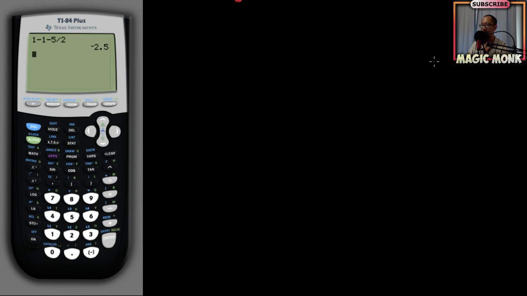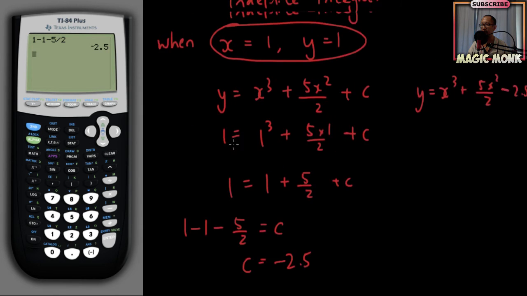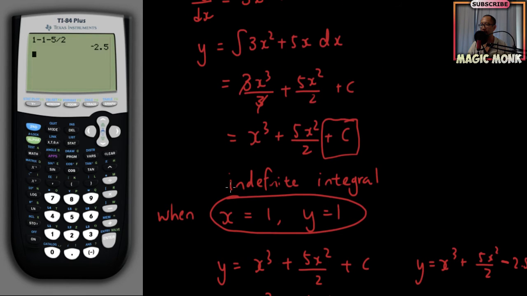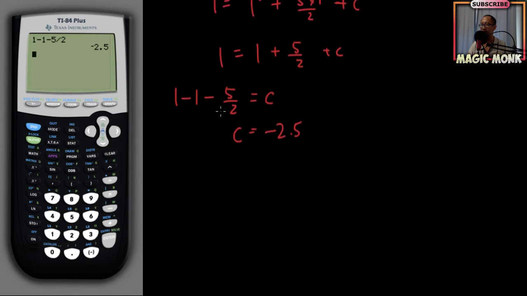Let's talk about what definite integral is. Now, definite integral is when you integrate something. So let's say I integrate the same thing. Let's say I integrate 3x squared plus 5x.